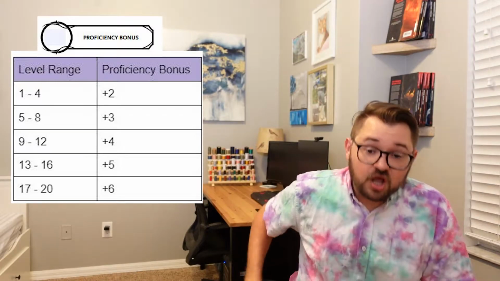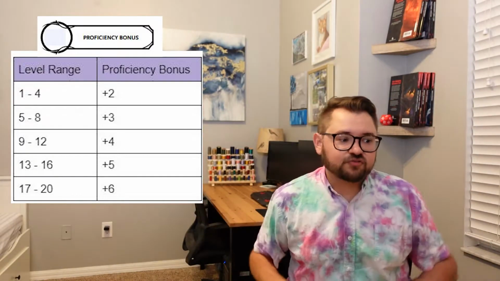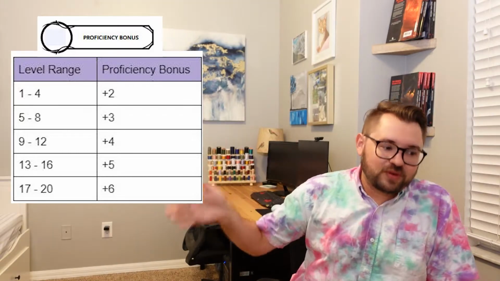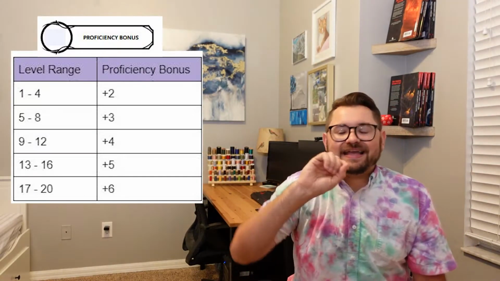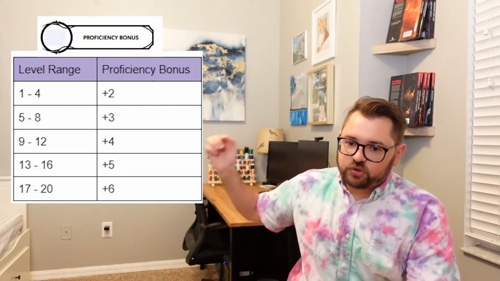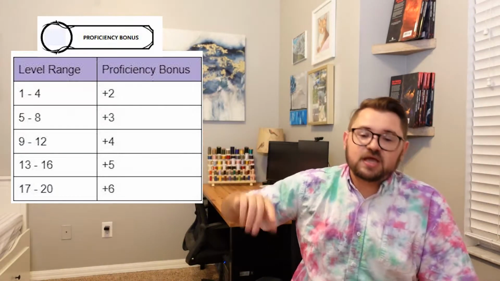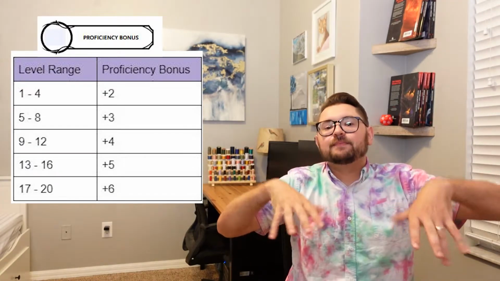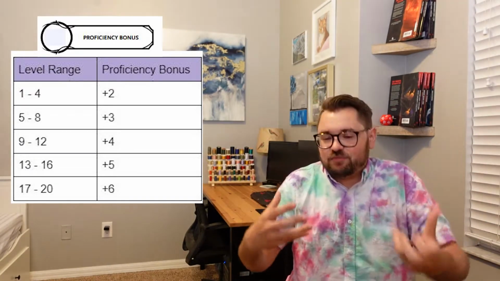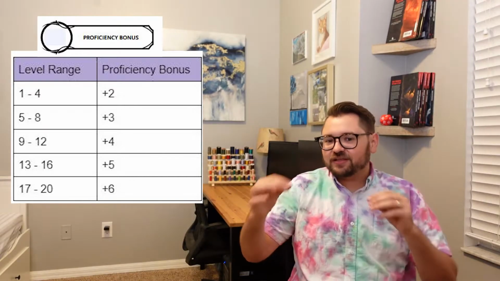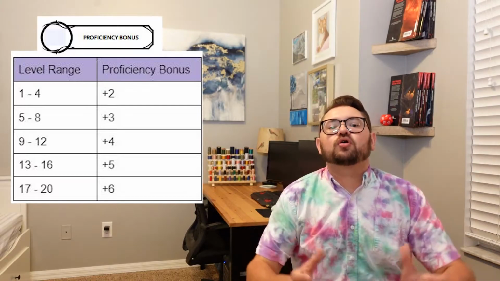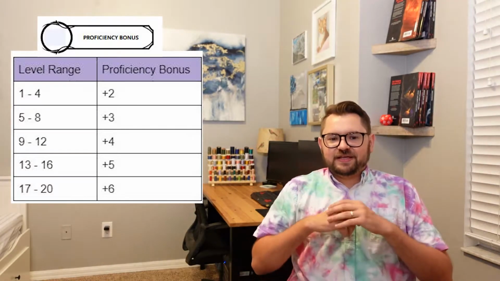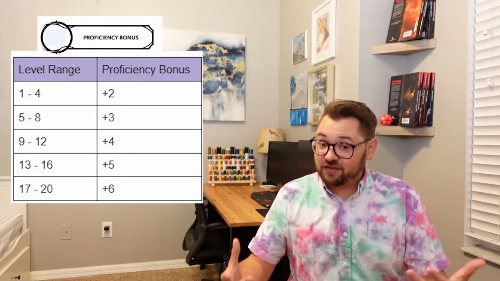From levels 1 to 4, you have a proficiency bonus of +2. From levels 5 to 8, you have +3. 9 to 12 is +4, and so on. You can see the chart here. It is really good to keep in mind that when your proficiency bonus goes up, that is probably a big moment in the game. The type of game you are playing will probably feel a little bit different because that's normally a sign that there's a lot of progression being made. Because everything that you're doing that you are skilled in is now getting a little bit stronger.